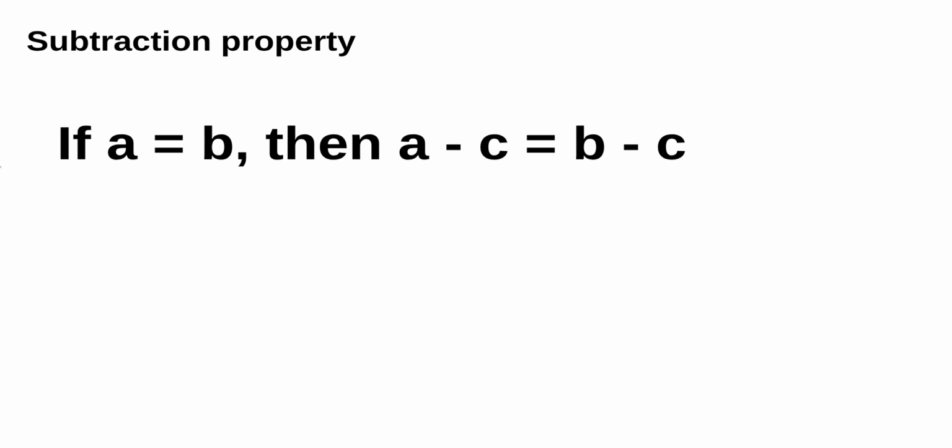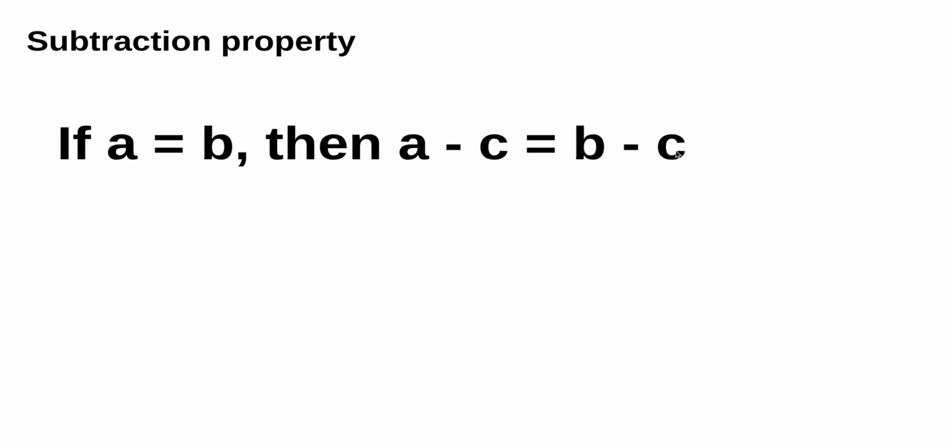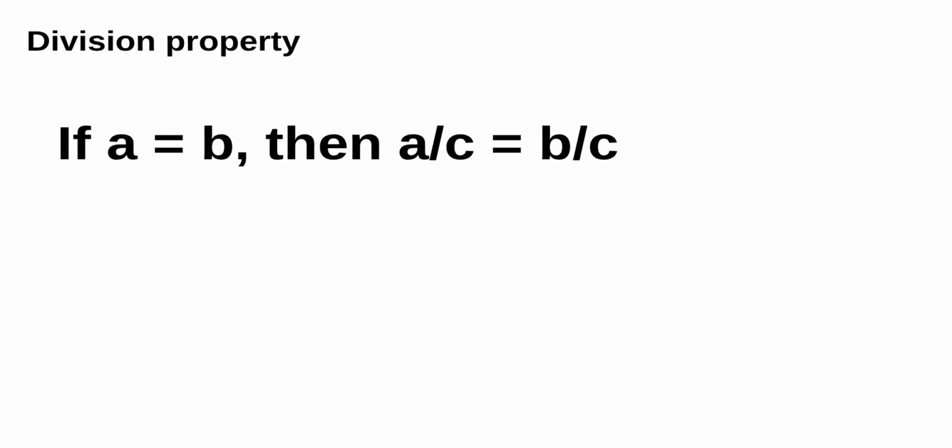Subtraction property. Again, same thing. Instead of adding C, subtract C. A and B are the same number, so you can subtract any number and get the same difference. Multiplication, same thing. If A equals B, then A times C equals B times C, because A and B are equal. Same thing with division, if C is not 0. C cannot be 0, because dividing by 0 is undefined in mathematics. So if A equals B, then A over C equals B over C.